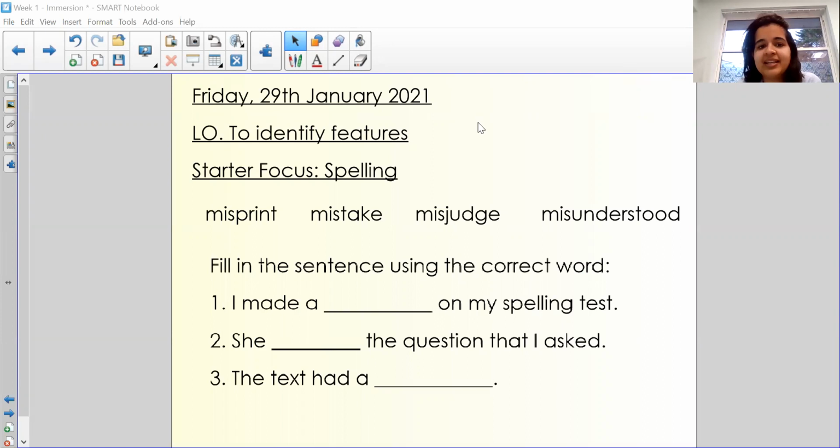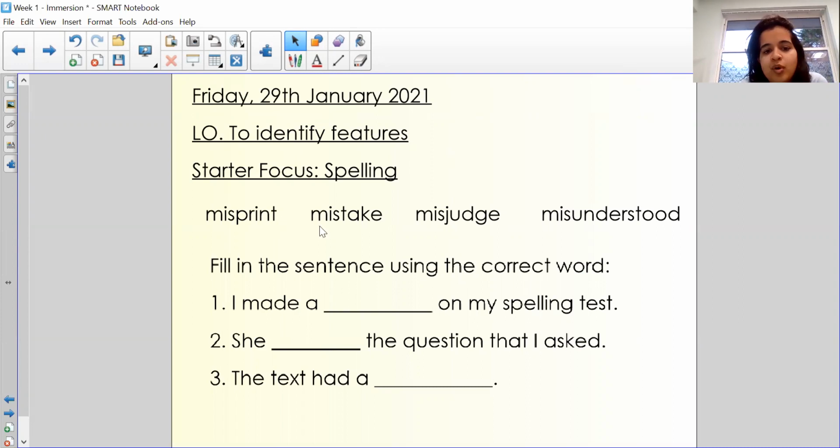Welcome to today's English lesson, where we will be learning to identify features from our model text this week. Okay, so today is Friday, the 29th of January, 2021, and our learning objective is to identify features of the text. Our starter focus for today will be on our spelling words this week.